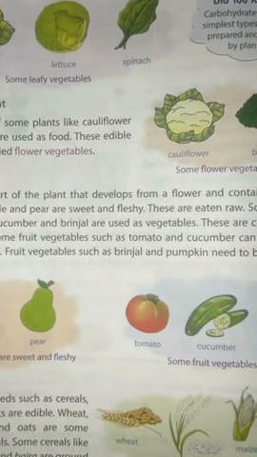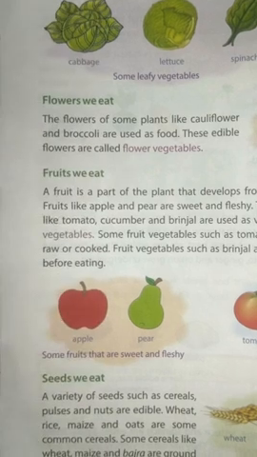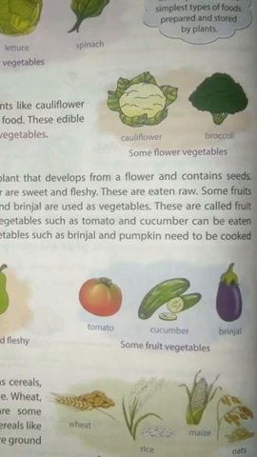These are eaten raw. Some fruits like tomato, cucumber and brinjal are used as vegetables. These are called fruit vegetables. Some fruit vegetables such as tomato and cucumber can be eaten raw or cooked. Fruit vegetables such as brinjal and pumpkin need to be cooked. Examples of fruits that are sweet and fleshy: apple and pear. And some fruit vegetables like tomato, cucumber and brinjal.